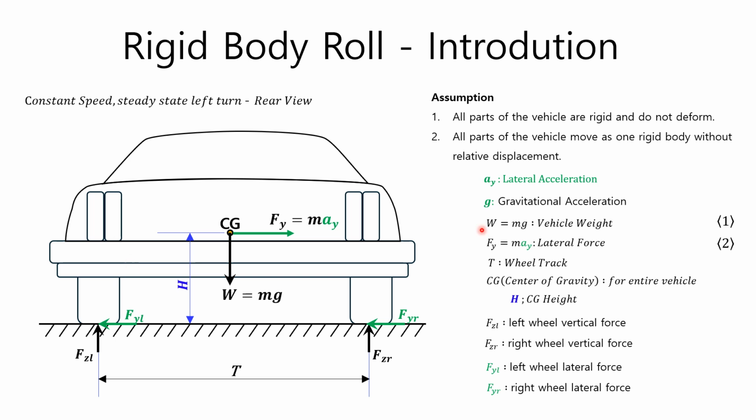As shown in equation 1, W is the mass m times the gravitational acceleration g, and as shown in equation 2, Fy is the mass m times the lateral acceleration ay, and t is the wheel track. Cg represents the center of gravity of the entire vehicle, and h represents the height of the center of gravity of the vehicle. Also, Fzl represents the left wheel vertical force, Fzr the right wheel vertical force, Fyl the left wheel lateral force, and Fyr the right wheel lateral force. All four forces shown here are the combined forces of the front and rear wheels, respectively.